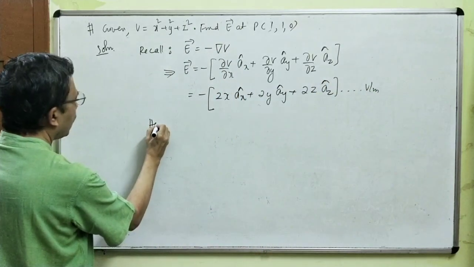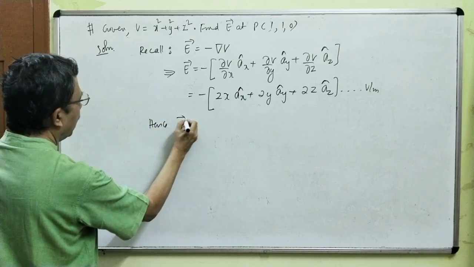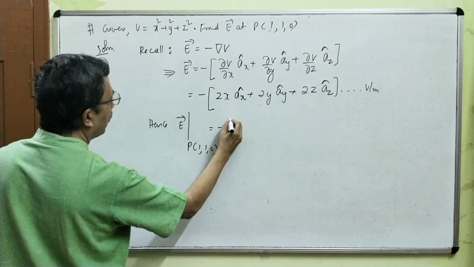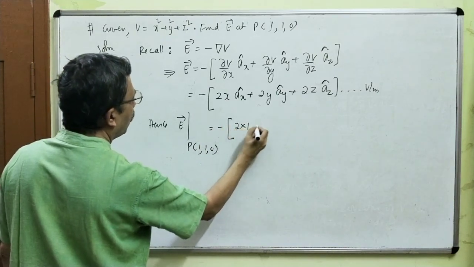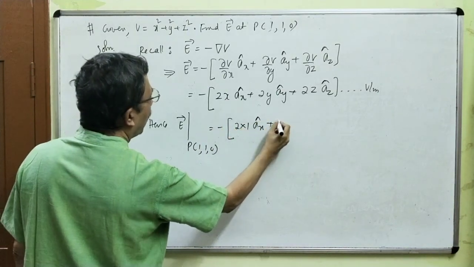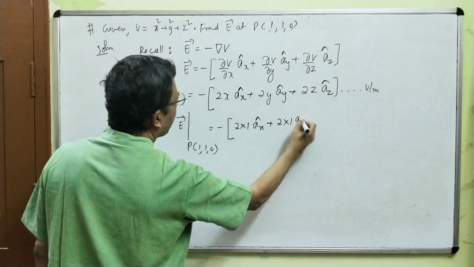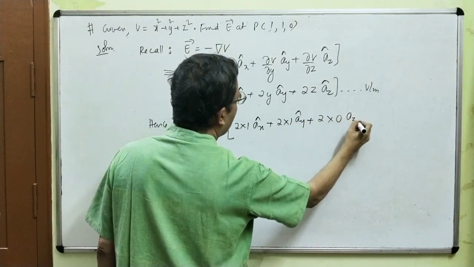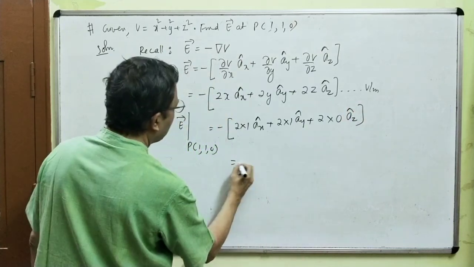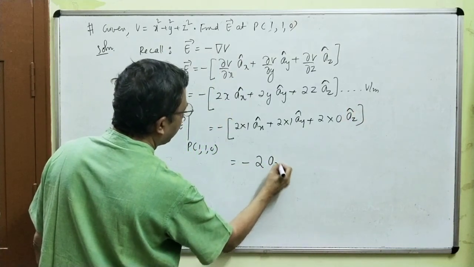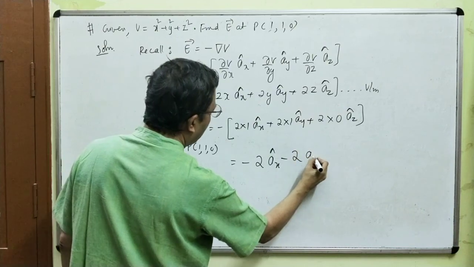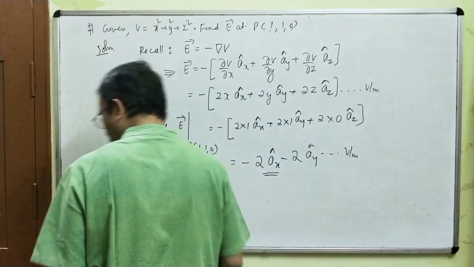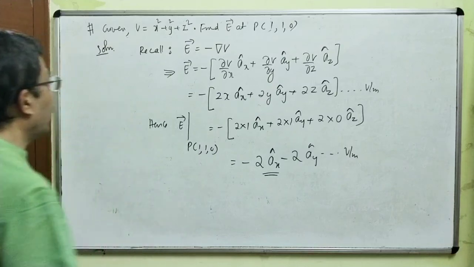Hence, vector E at the point P(1, 1, 0) is equal to minus [2]. Put X equal to 1, Y equal to 1, Z equal to 0, 2 into 0 into AZ cap. So you get minus 2 times AX cap minus 2 times AY cap. Unit is volts per meter. A simple problem like this could be asked in the examination.